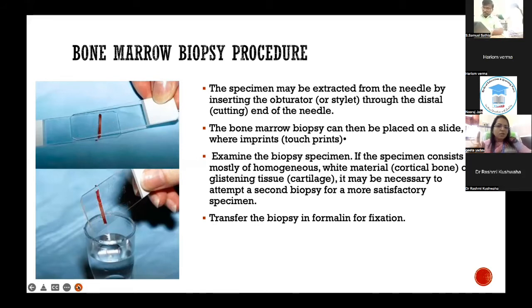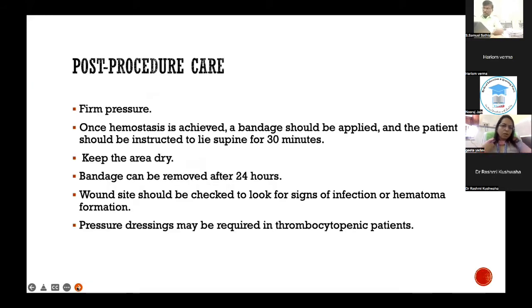If it is an adequate biopsy, then we'll make imprint smears, touch imprint and roll imprint. Roll imprint is when you roll the biopsy on the slide, and touch imprint is when we touch another slide on that biopsy. And then the biopsy has to be transferred into formalin for fixation. So we have taken out the aspirate, we have taken out the biopsy.